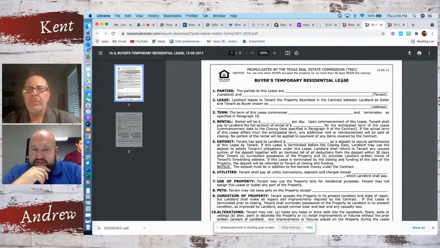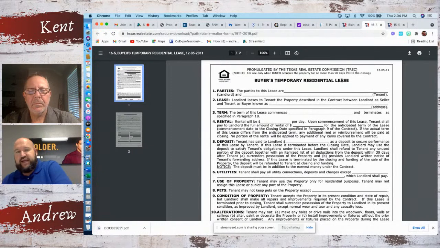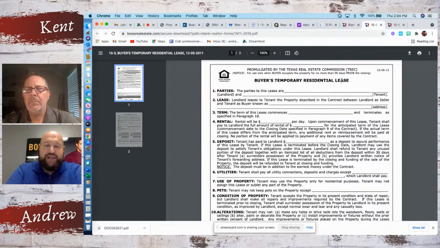If the actual term of this lease differs from the anticipated term, any additional rent or reimbursement will be paid at closing. No portion of the rental will be applied to payment of any items covered by the contract. So the nice thing about this lease, if you owe more days, you pay it at closing. If you owe less days, you get reimbursed at the closing table. Now the seller side does not work this way, so we want to make sure we discuss the differences when the time comes. Deposit: tenant has paid to landlord blank as a deposit to secure performance of this lease by tenant.